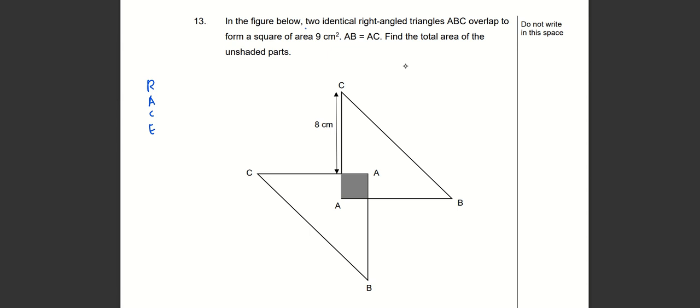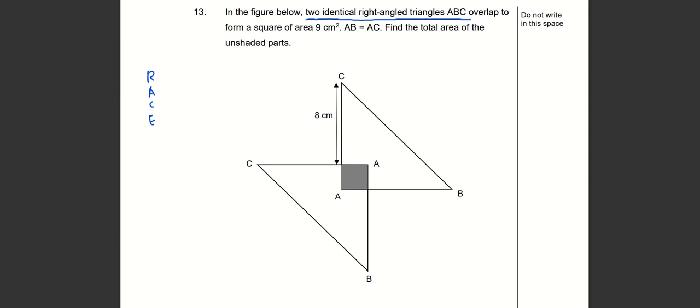It says here two identical right-angled triangles ABC. Okay, it says two triangles, but how come there's only A, B, and C? Usually you go triangles A, B, C, D, F, but there's only A, B, and C. So that's the point where you need to study the diagram now. The figure here shows you where's A. You notice that there are two A's here, two B's, and two C's.